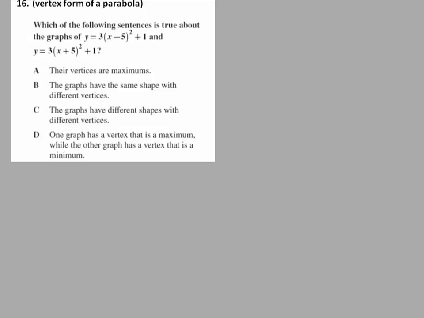Because at the very beginning, in front of this x value here, we have a positive number. Positive is going to mean that it's going to go up. So their vertices in this case are actually minimums. The vertex is a minimum. So we can get rid of this. They're not maximums. And it's not that one of them is a maximum and one of them is a minimum, because they both have that same number in front.